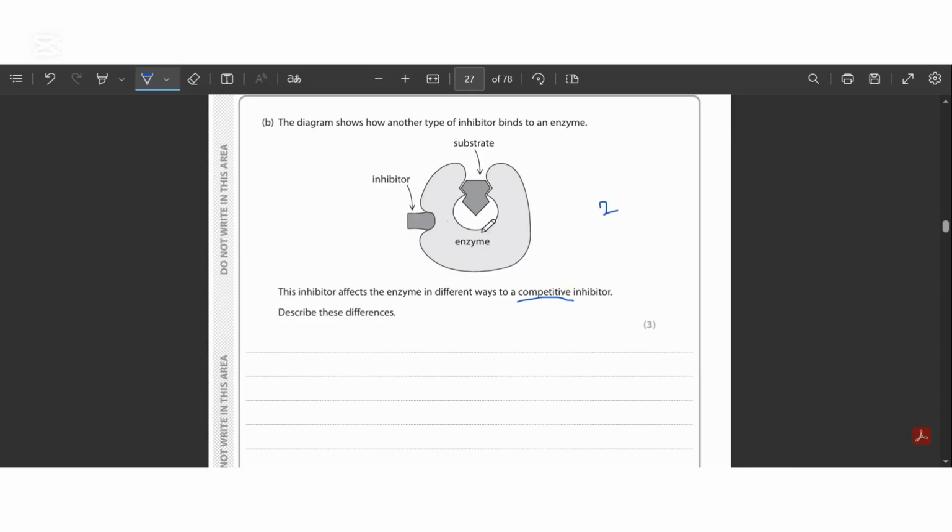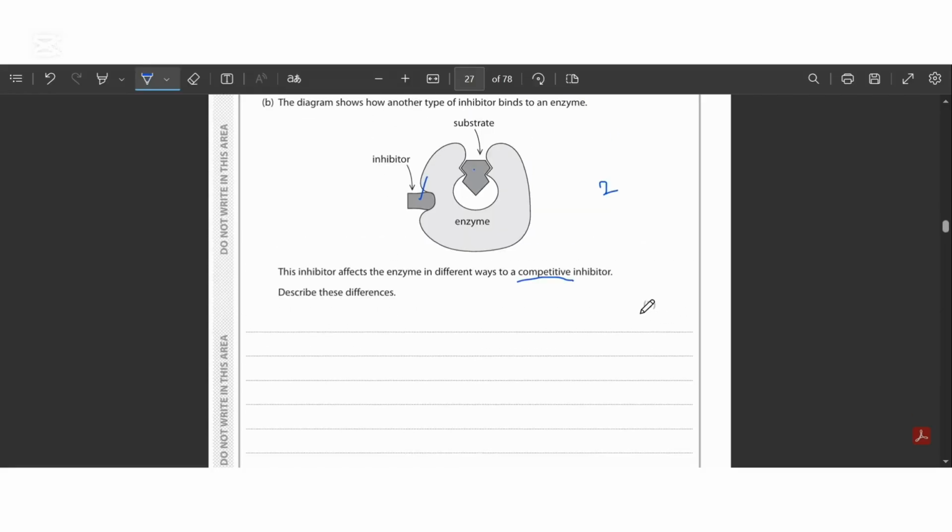Also, the non-competitive inhibitor does not have the same shape as the substrate as the competitive inhibitor had, so it will not fit into any active site. It settles down in the body of the enzyme, changing the shape, which a competitive inhibitor does not do. And hence, it halts the reaction completely, whereas the competitive inhibitor delays the reaction but does not halt the reaction completely. So since it is a three-marker question, let's answer this.